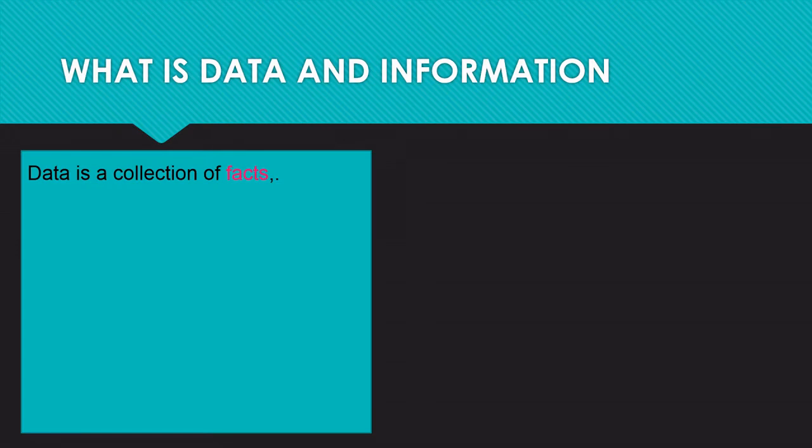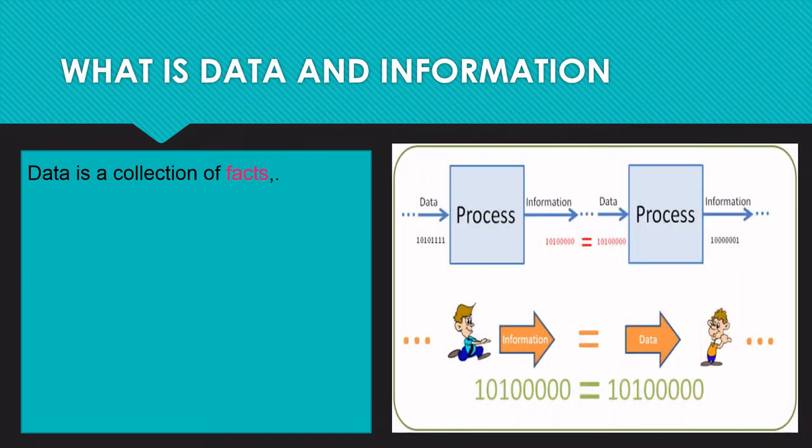Before going into entities and attributes, first we need to know what data is. Data is nothing but a collection of facts such as numbers, words, measurements, observations, etc. How can we get information? When the data is processed, we get information.